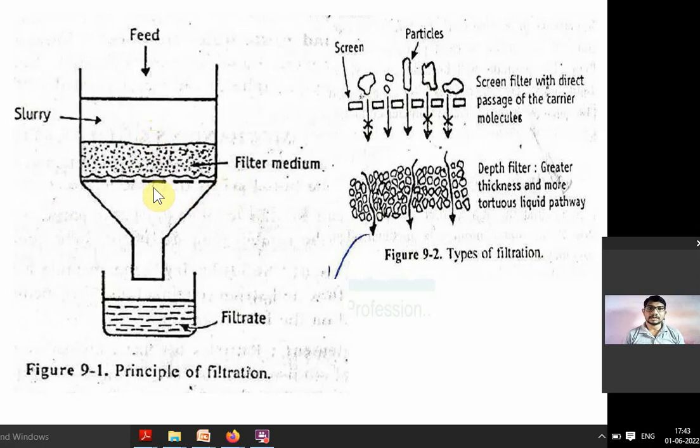The filter medium acts as a support, and the filter medium will have some kind of pores through which only liquid gets entry, and solid will be retained on it. So that is nothing but filtration. That's how there is a separation. So for separation using filtration, the filter medium plays an important role. Remember, the filter medium plays an important role.